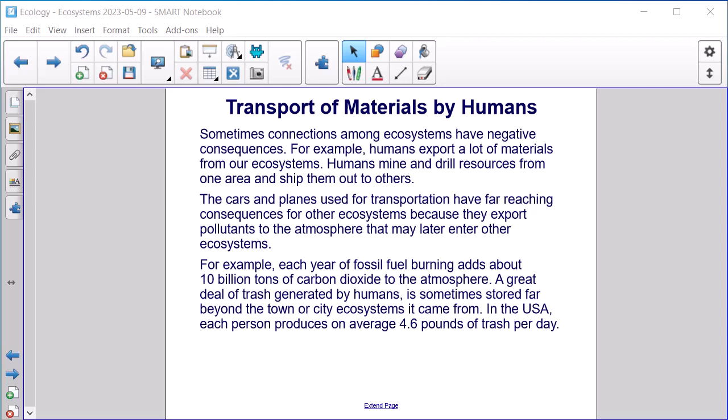For example, each year of fossil fuel burning adds about 10 billion tons of carbon dioxide to the atmosphere. A great deal of trash generated by humans is sometimes stored far beyond the town or city ecosystems it came from. In the USA, each person produces on average 4.6 pounds of trash per day.